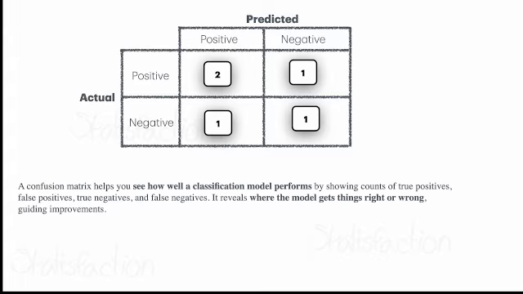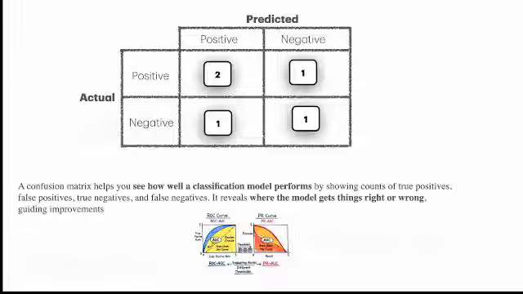A confusion matrix helps you see how well a classification model makes predictions by showing counts of true positives, false positives, true negatives, and false negatives that are output. A confusion matrix is the foundation for many classification metrics. Precision, recall, and F1 score are computed directly from it, while ROC area under the curve and precision recall area under the curve are derived by aggregating results from confusion matrices generated at different classification thresholds. We will discuss these metrics in detail later.